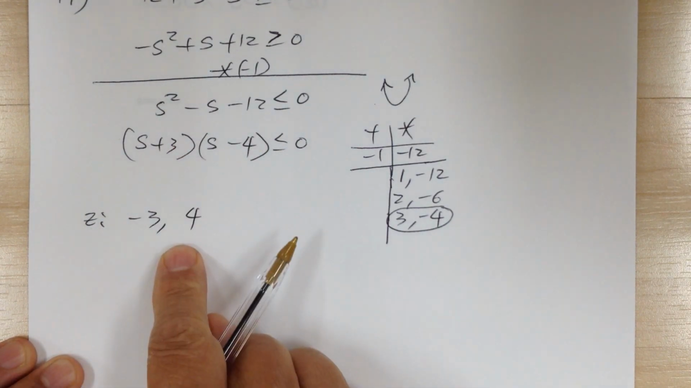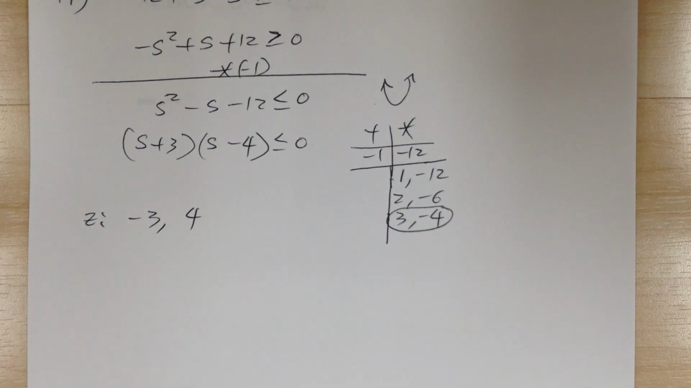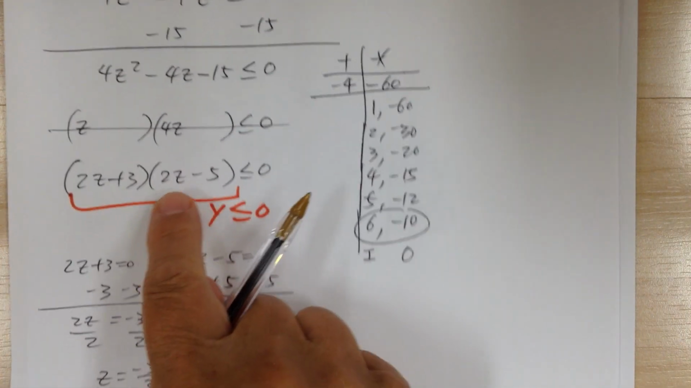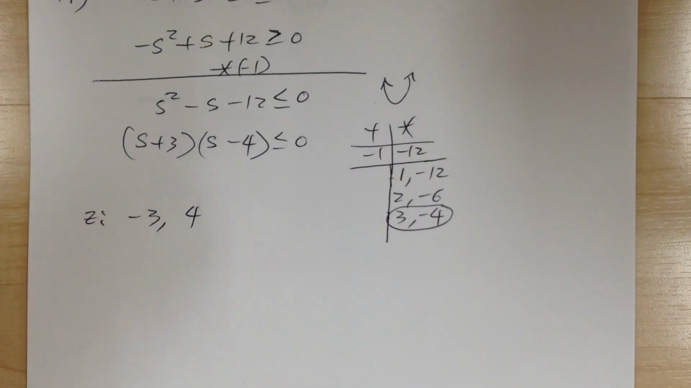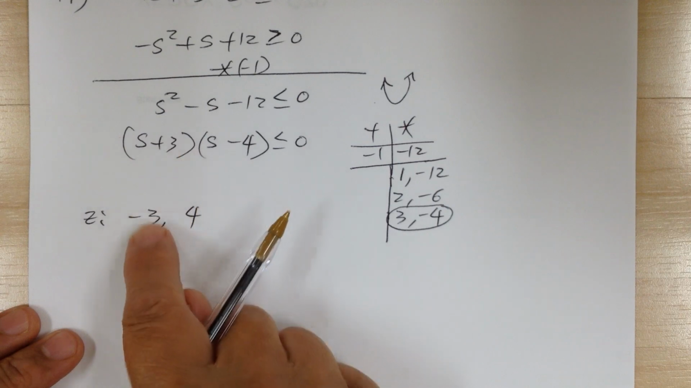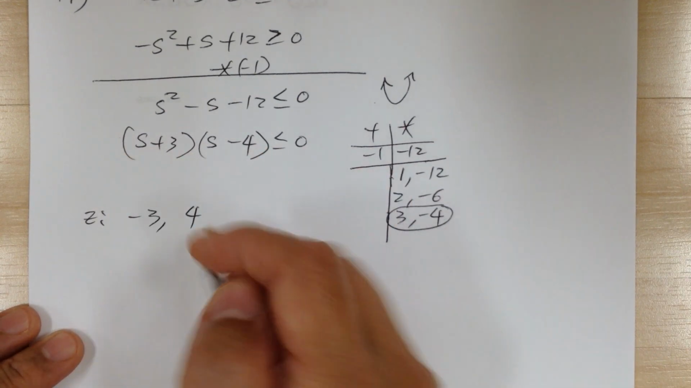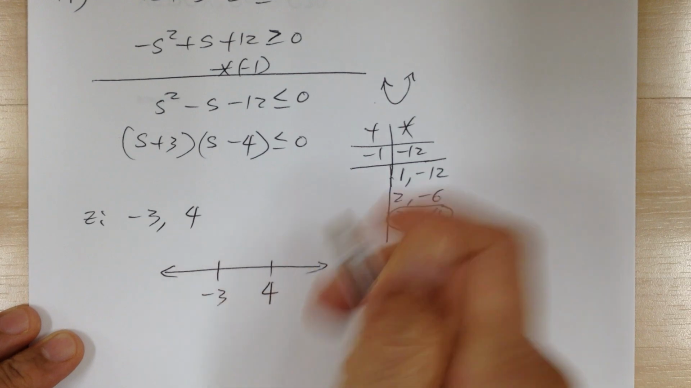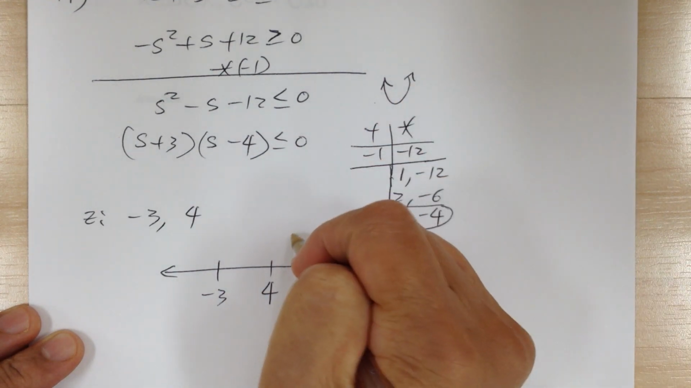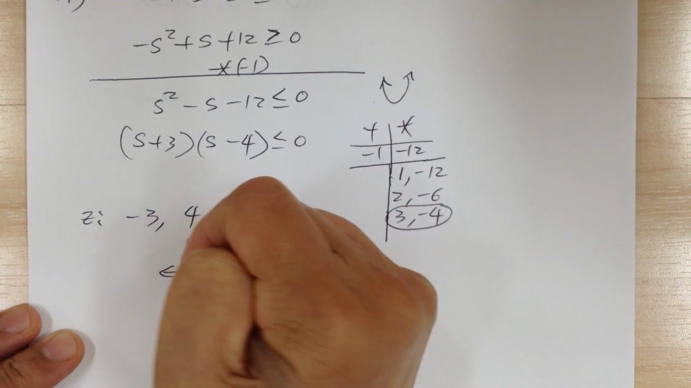When this is very obvious, you can just do this. If it's not obvious, you have to set it equal to 0 and solve. This one you can set equal to 0 and solve too, but it's very obvious. You can see that it's just the opposite. So again, sketch it out. You've got negative 3 and 4, and it's going to be the smiling face.